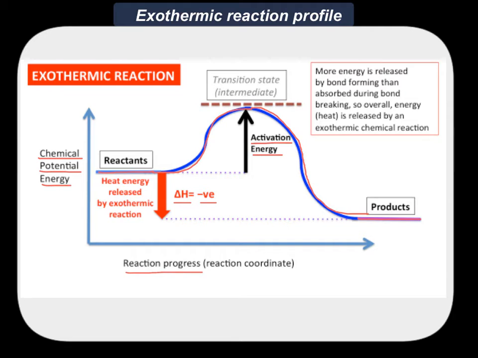And we mentioned that in a previous lesson, but this is important. Now, if we were to think of it in terms of bonds, and we will do this in more detail in our next lesson, more energy is released by bond forming than is absorbed during bond breaking. So overall energy as heat is released by an exothermic chemical reaction. And it's really important that as you copy in the diagram, you add all the labels.